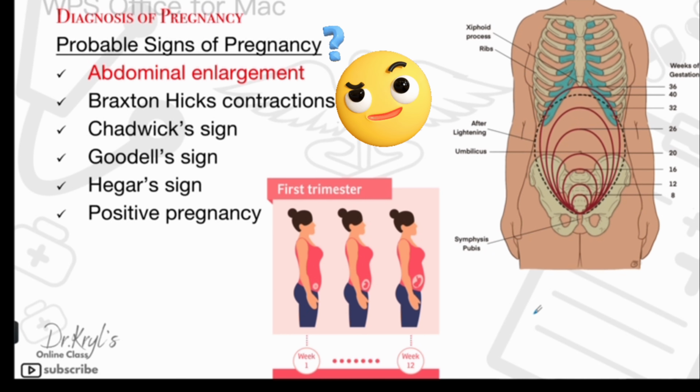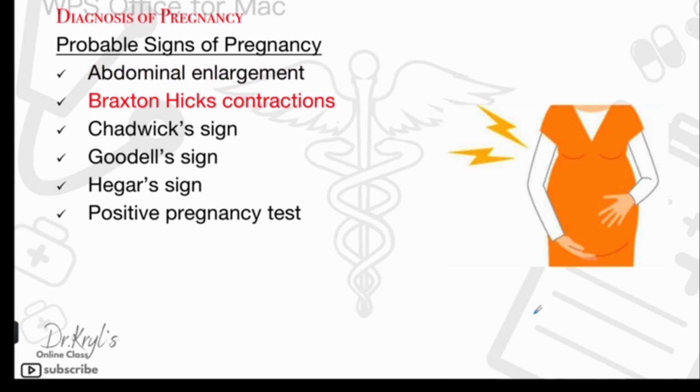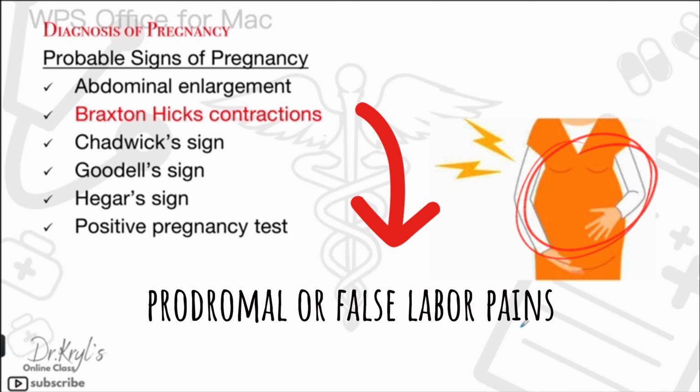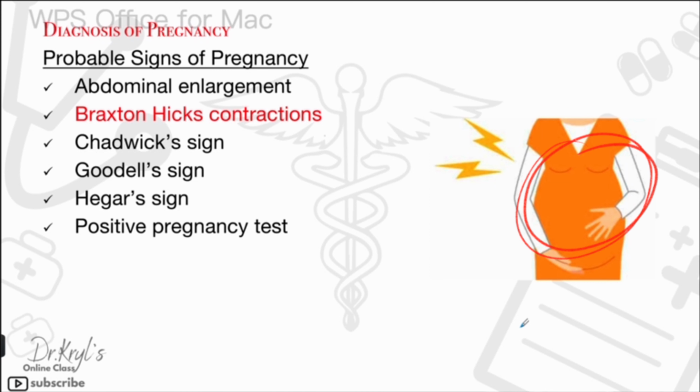Okay. So next is Braxton Hicks contraction. What is this? So this is an intermittent and irregular contraction that does not cause cervical dilation and effacement. So this contraction is also known as prodromal or false labor pains. Okay, there are contractions of the uterus that typically are not felt until the second or third trimester of pregnancy. So these contractions are the baby's way of preparing for true labor. Okay, but they do not indicate that labor has begun.